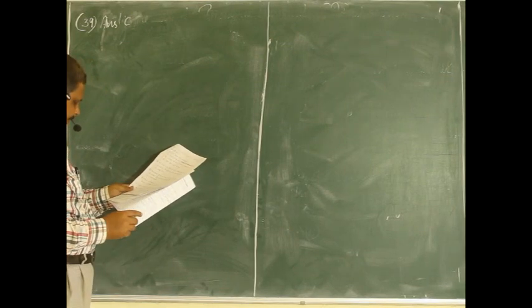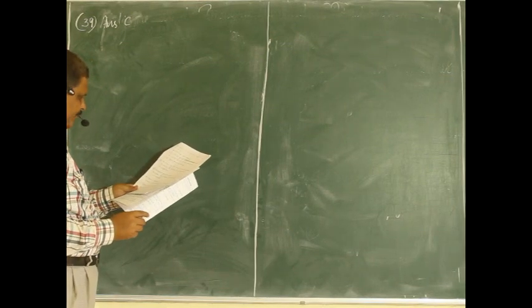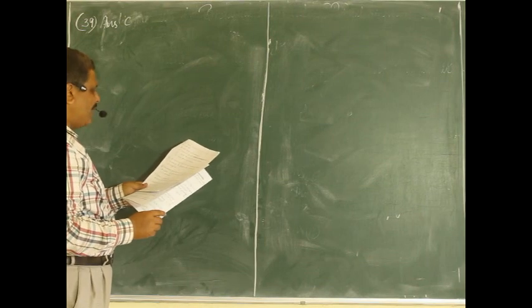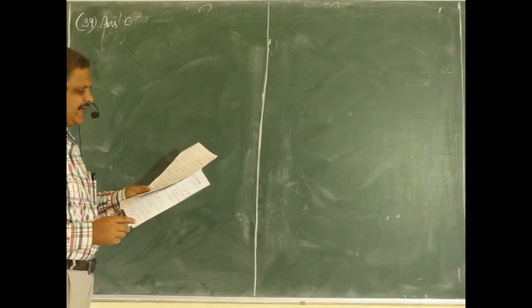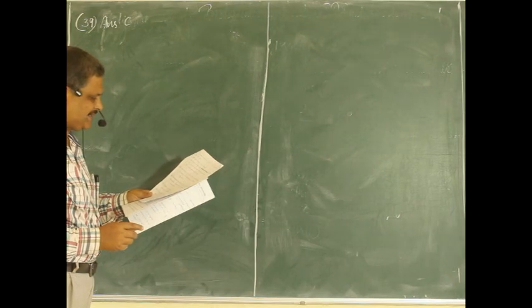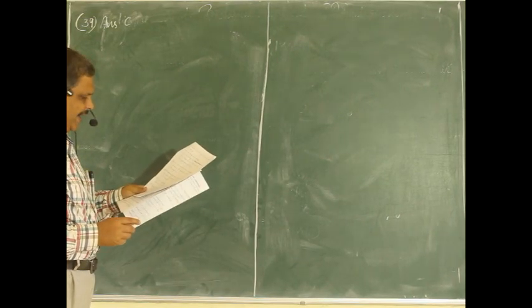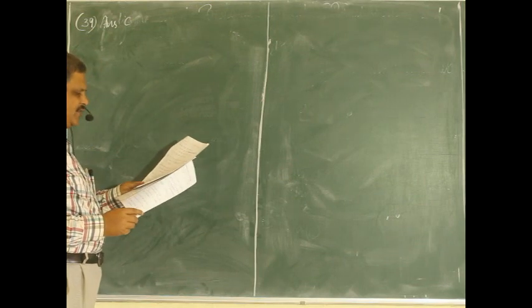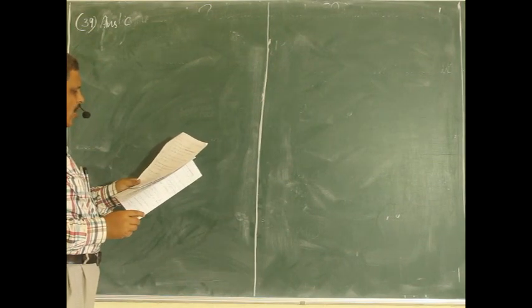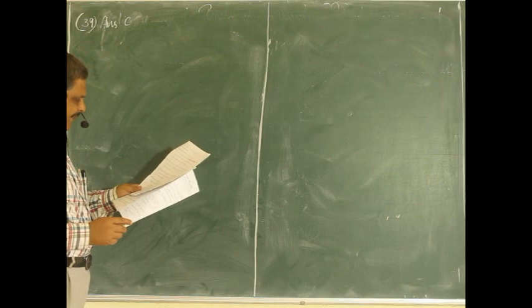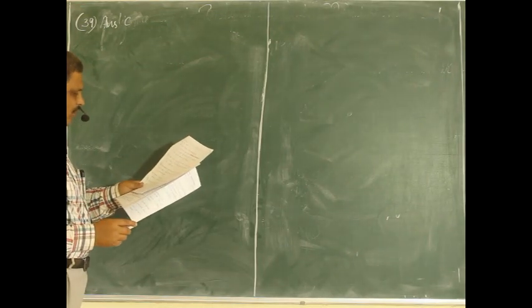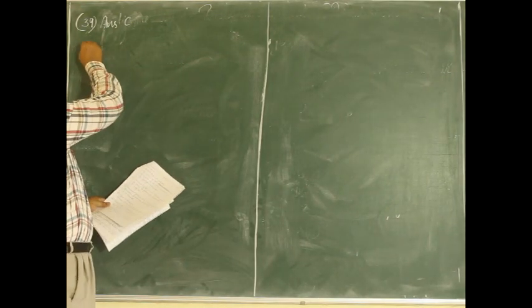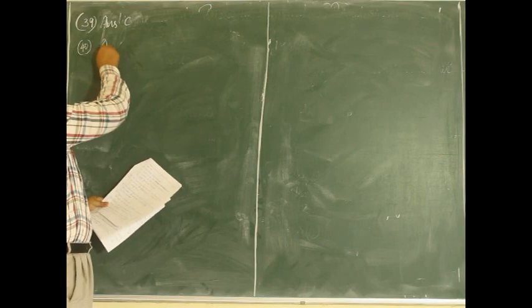Then, question number 40. Ambulacral groove is absent in living forms of class Crinoidea. Option A. Option B, Asteroidea. Option C, Ophiuroidea. Option D, Echinoidea. So the answer to the 40th question is C.